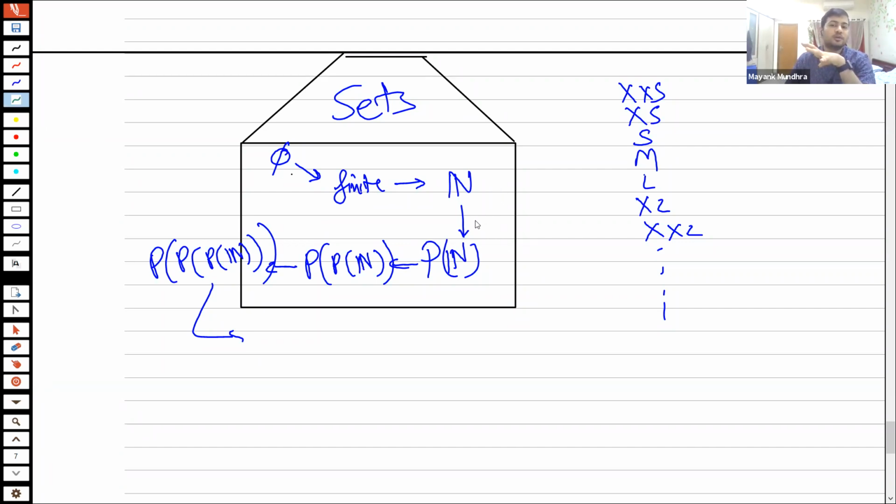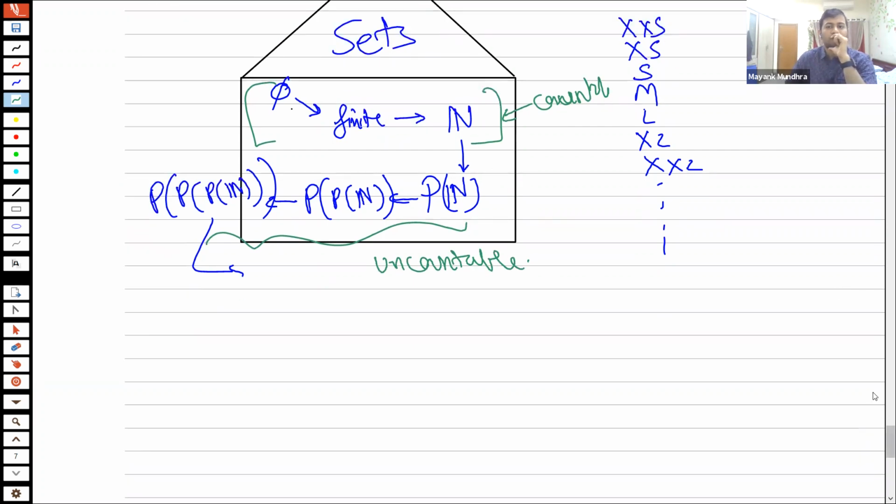So speaking about sizes, our work mostly comes here. All such sets are called countable. And everything after this, all these sizes, are called uncountable. Some examples of uncountable sets are here. The set R, the set of real numbers, is uncountable. In fact, the set of real numbers has the same cardinality as the power set of N.